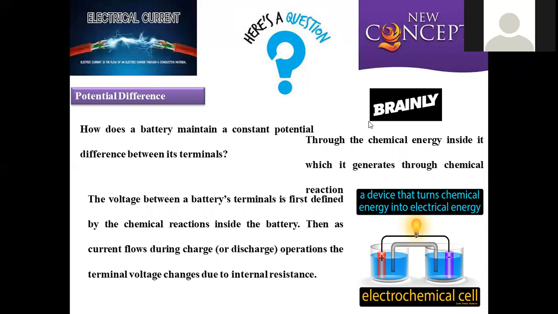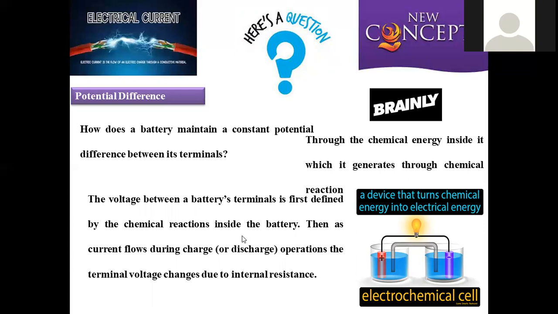I collected this answer from the platform called Brainly. Thank you very much for your valuable information here. The voltage between the battery terminals is first defined by the chemical reactions inside the battery. How is the constant potential difference gained by the battery?